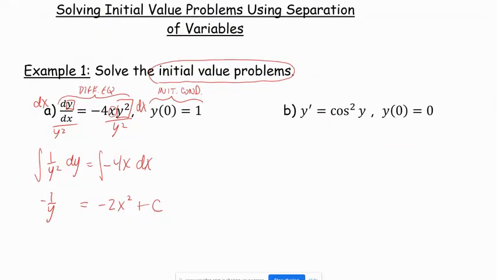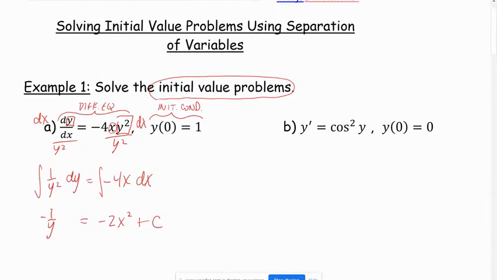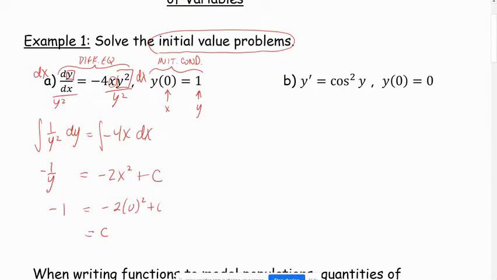And now we can plug in our initial condition to solve for c. This is our x value and this is our y value. And so we get negative 1 equals negative 2 times 0 squared plus c. That tells us that c is equal to negative 1. And so our solution equation now is negative 1 over y equals negative 2x squared minus 1.